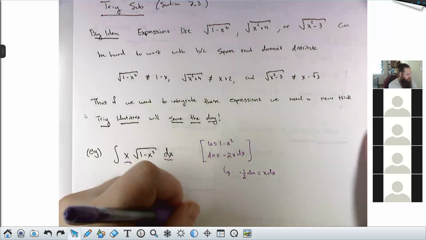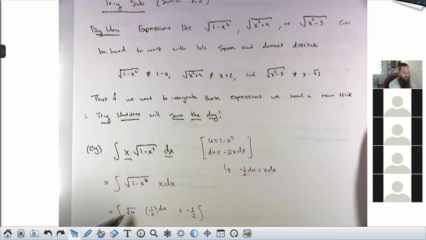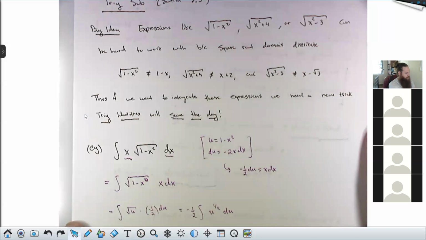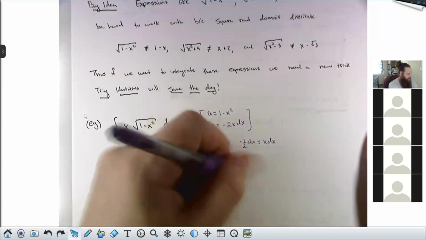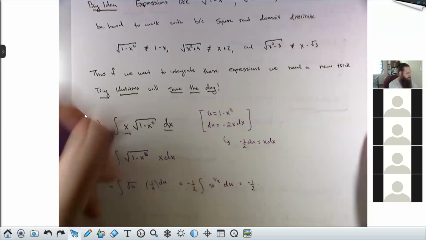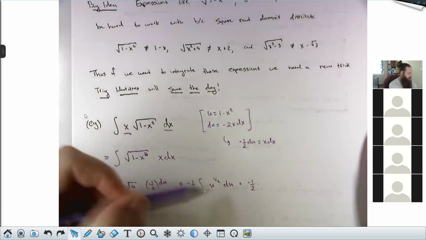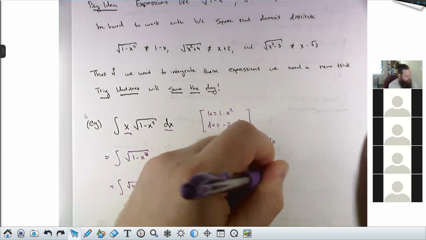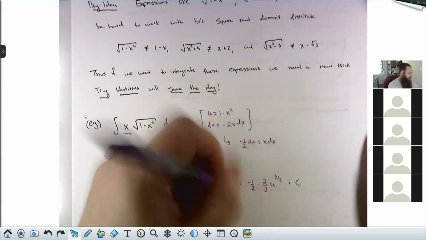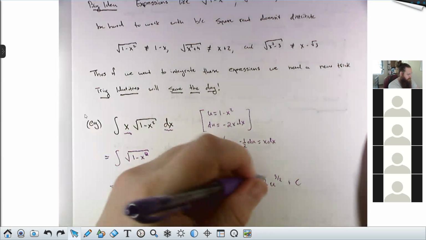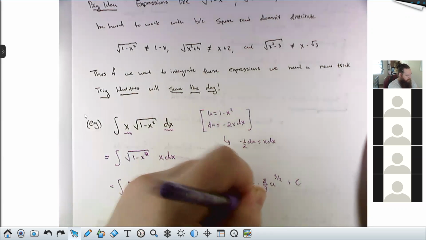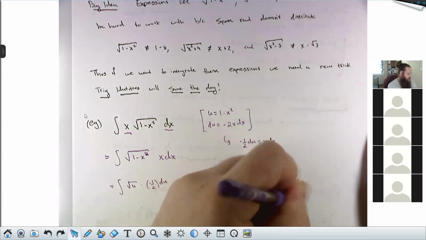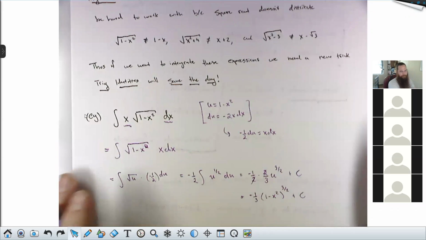You can pop out the negative 1/2 and then do all the normal things, right? The square root of u is now just a power function, u to the 1/2 du. The negative 1/2 out front comes along for the ride. Antiderivative here, you add 1 to the power, divide by the new power. 1/2 plus 1 is 3/2. So this is going to be 2/3 u to the 3/2 plus c. And then finally you replace. So the 2's can cancel. You get negative 1/3 times 1 minus x squared to the 3/2 plus c, and all is well and good.